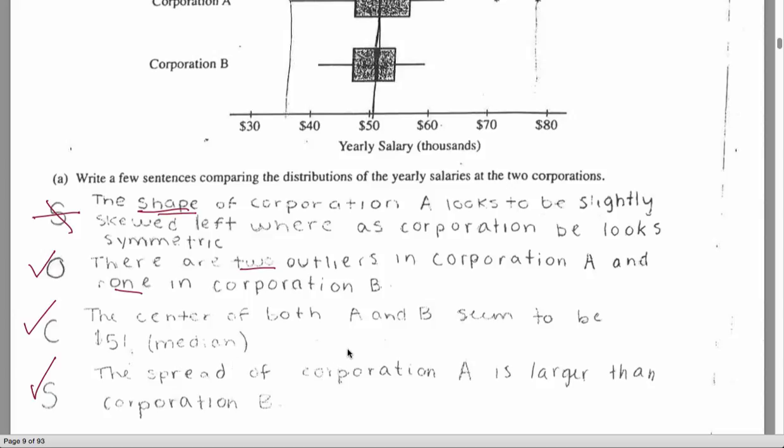Where is the context? Well, you might think that when they say Corporation A, that's context. It's really not, though. Corporation A is just a label for the two box plots. So when they talk about Corporation A and Corporation B, that's really not context. They need to talk about what the data is, which is salary. So where in here do they talk about salary or money?